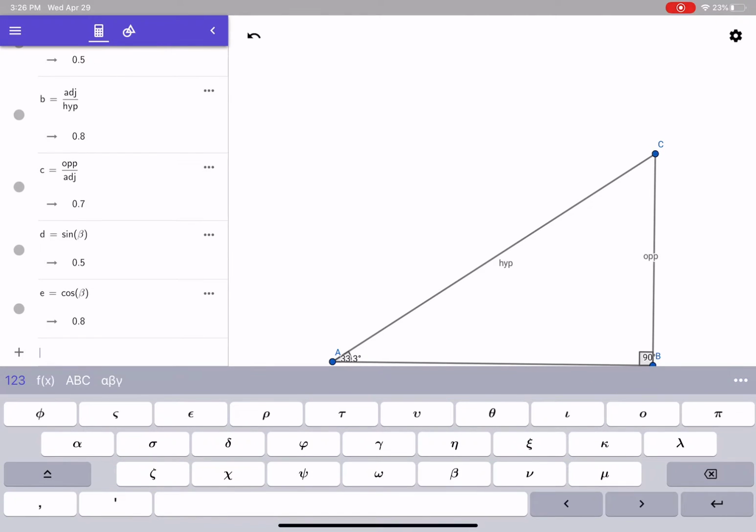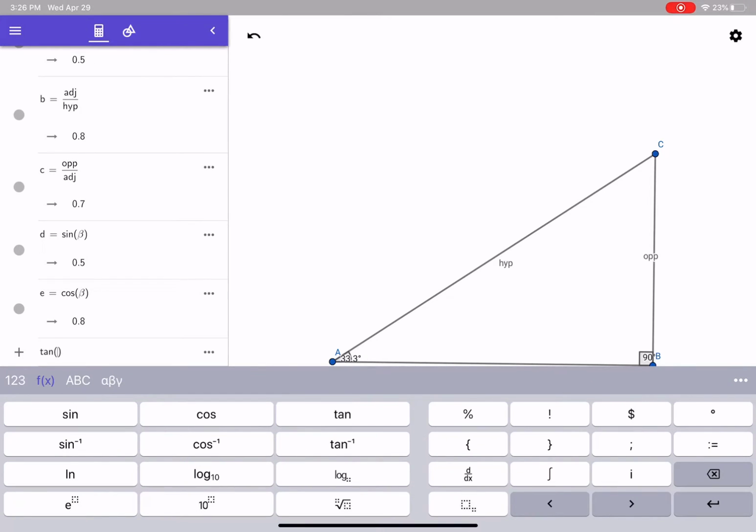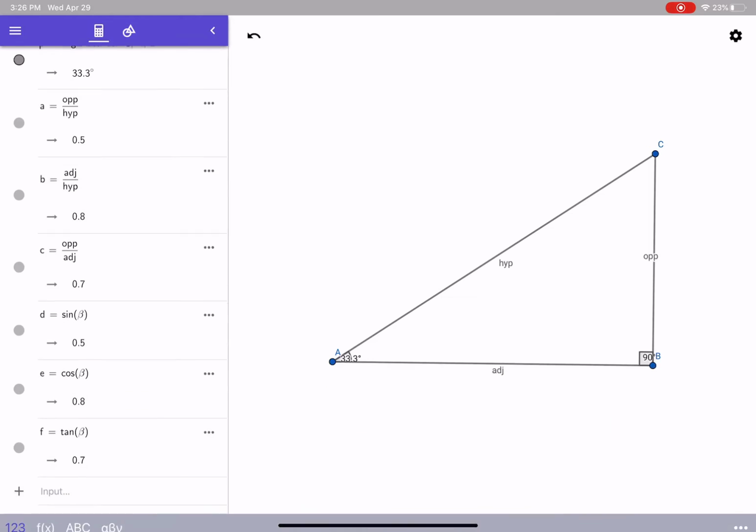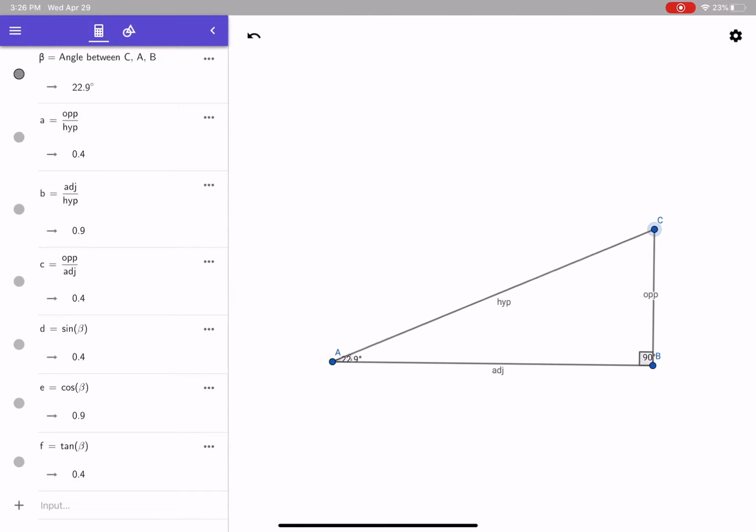I wonder what it's going to be. So I'll select the function, the tangent, put in my angle measurement one more time. Angle beta, hit return. And I can see that the tangent, which now is 0.4, it's matching up with a sine. It's matching up with a sine, but it's also matching up with the opposite over adjacent. I need to change it to something else. Now 0.7 for the opposite over the adjacent, and that's different from the sine, which is the opposite over the hypotenuse.